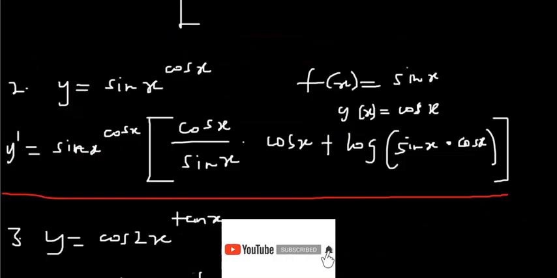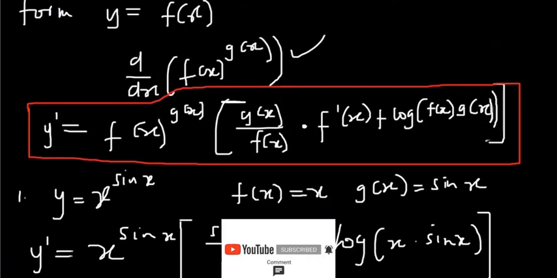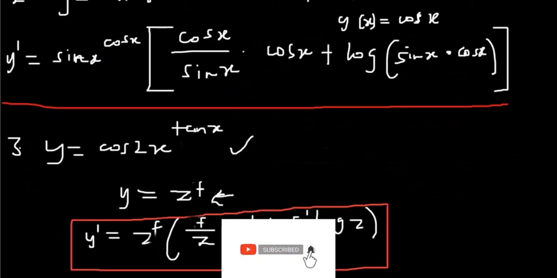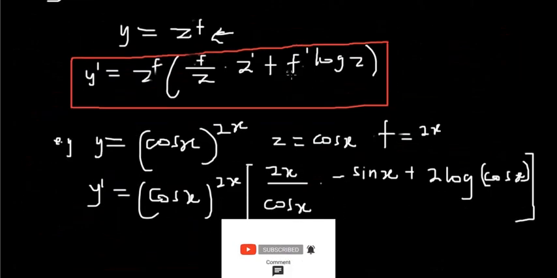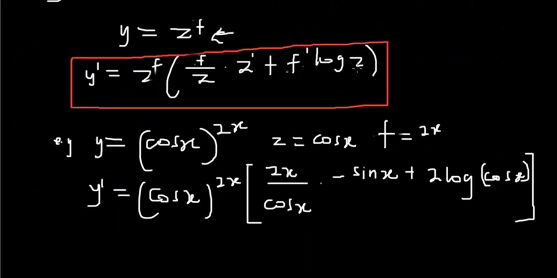This problem is quite different from this one, okay. You could notice that we had log of f of x multiplying g of x. But this is quite different, okay. For here we had f prime log of z, okay.